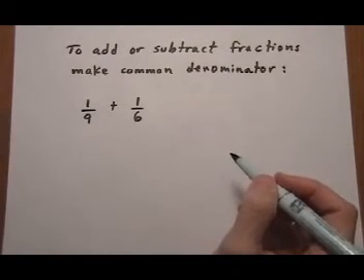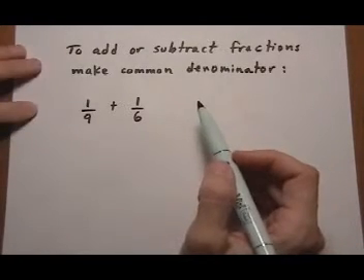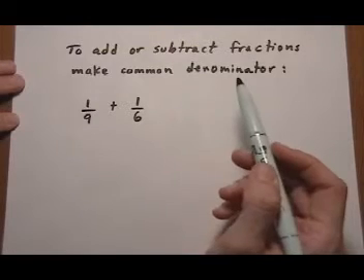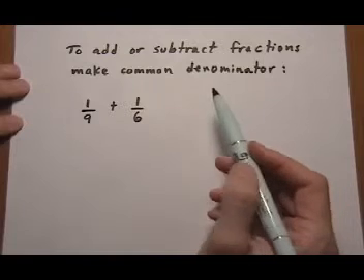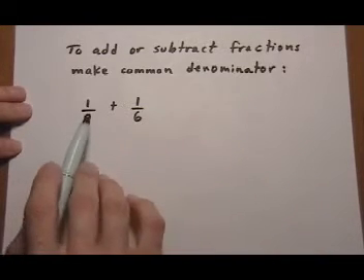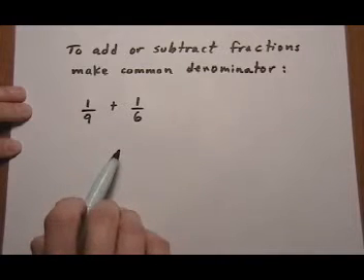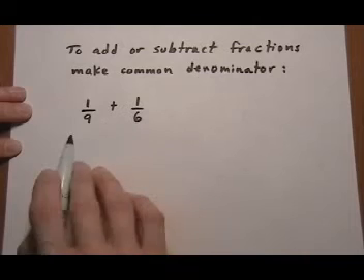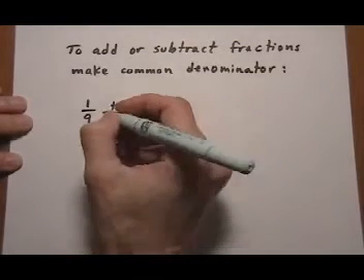Section 7.3, Introduction. Pretty soon we're going to be adding and subtracting rational expressions, which means fractions that have variables in them. And we're going to use the same rules that you do if you have just numbers. For example, if we were going to add 1/9 and 1/6, we would first find common denominators. So for 6 and 9, a common denominator would be 18.